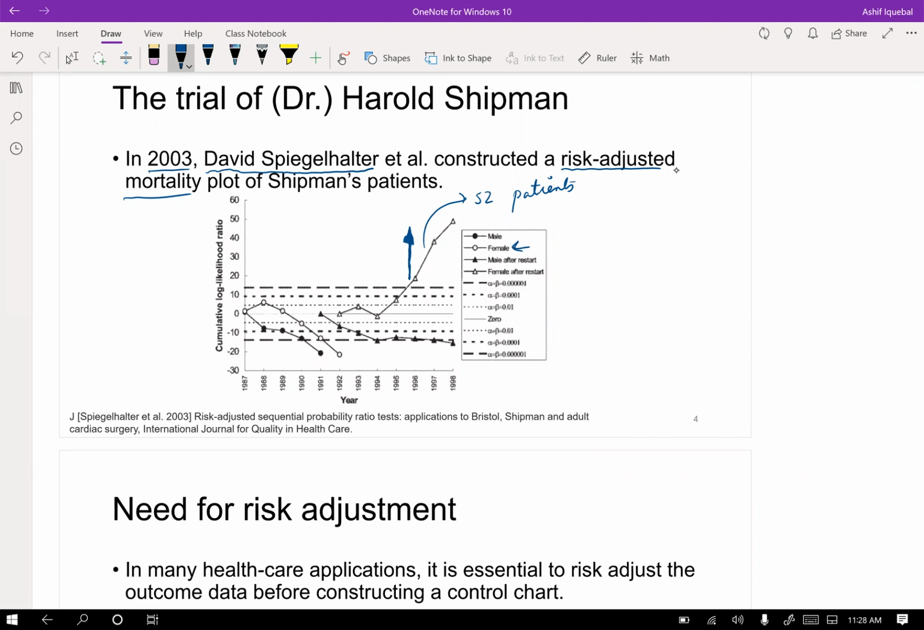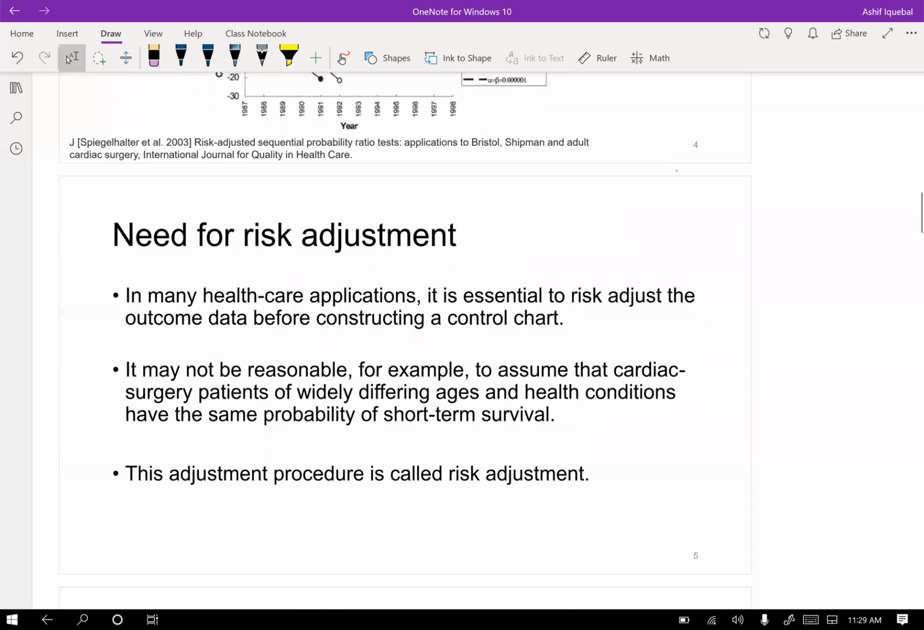This type of control chart is called a risk adjusted control chart, and this is the topic of this lecture: risk adjusted control chart. And this has become really, really common in healthcare practice. They try to use this type of control chart to judge if a practitioner or a surgeon needs training or not, every 5 years or 6 years. So this is called a risk adjusted control chart. And this is especially common in healthcare applications.